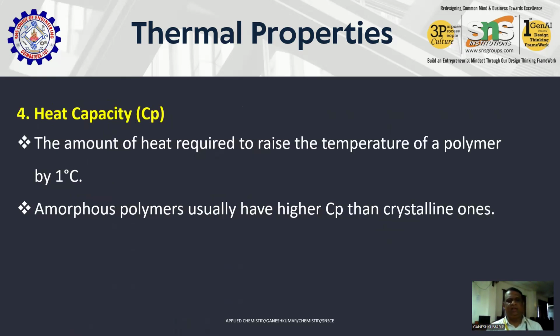Then heat capacity. Heat capacity is the amount of heat required to raise the temperature of a polymer by 1 Kelvin. Suppose the temperature is 25 degrees Celsius, and now I'm heating it and it becomes 26 degrees Celsius. That is a 1 degree temperature rise. How much heat I have to supply for that is the heat capacity. Amorphous polymers, which don't have any proper structure, usually have higher Cp, and the crystalline ones have very low heat capacity.